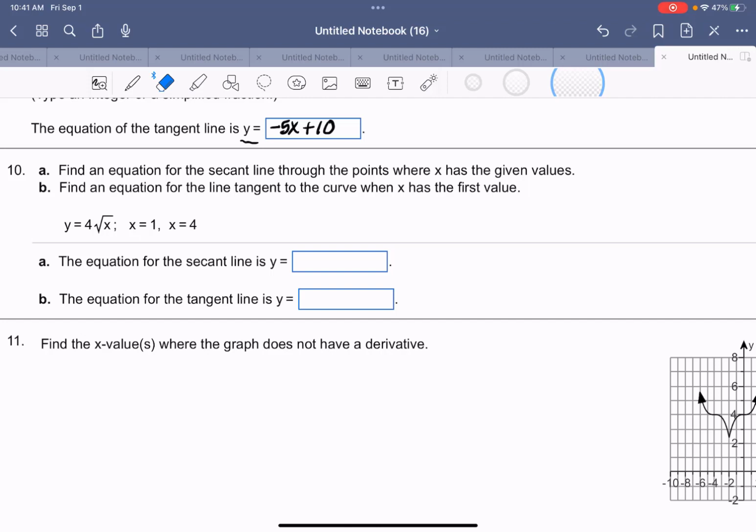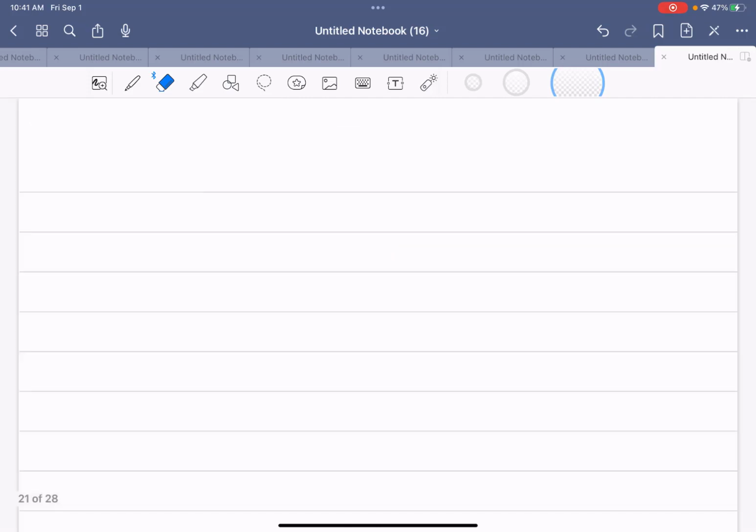Example 10. Find an equation for the secant line through the points where x has the given values. Find an equation for the line tangent to the curve when x has the first value. So our function is y equals 4 square root of x, and the points they gave us were x equals 1 and x equals 4.